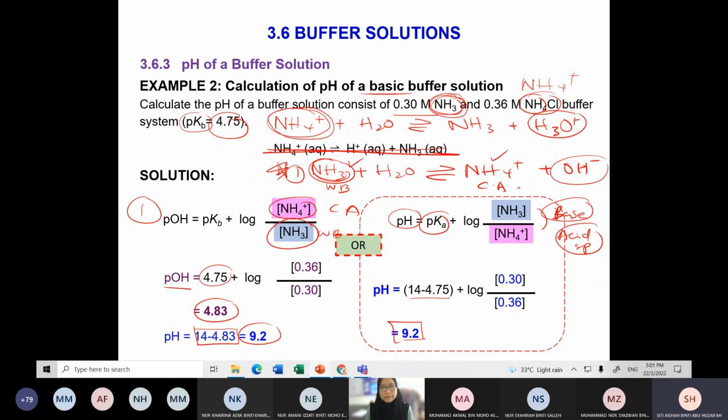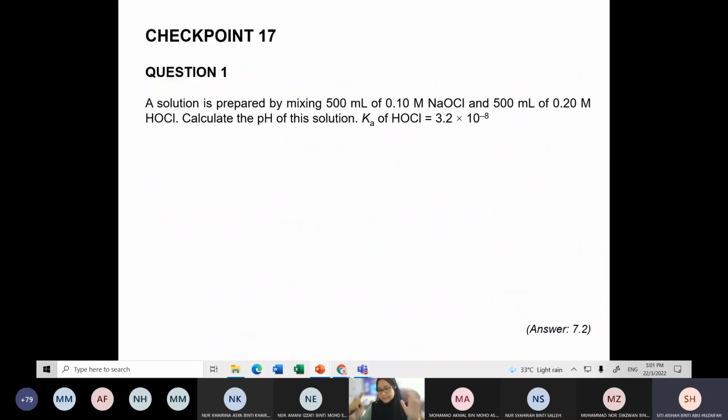Okay. Right, question. Okay guys, try to complete this checkpoint. Try to do it on your own. Cuba saya bagi like 4 minutes for you to try out this checkpoint. Cuba try. Dah siap, move to the other checkpoint. Okay, cuba try. Ada question, please ask me.